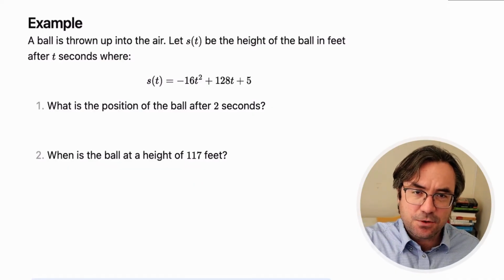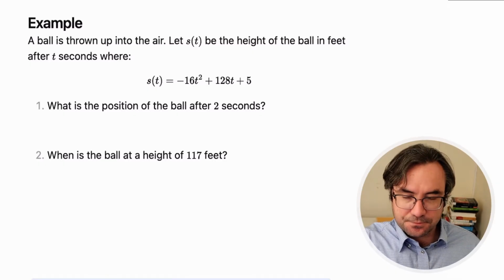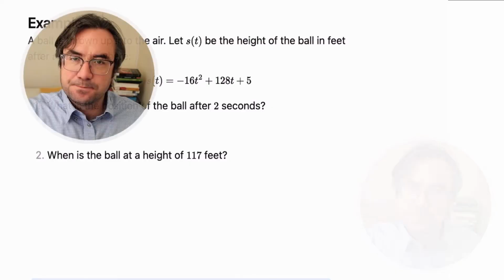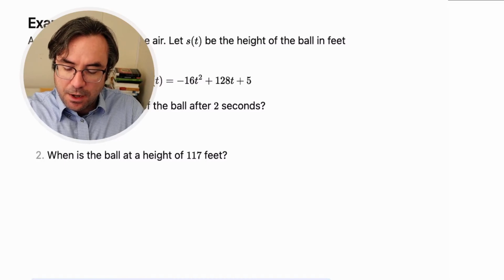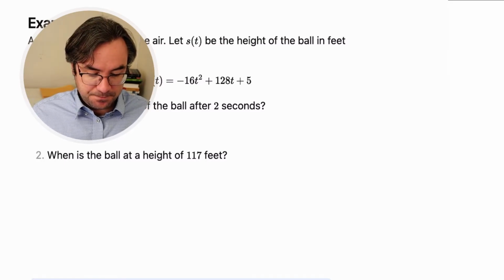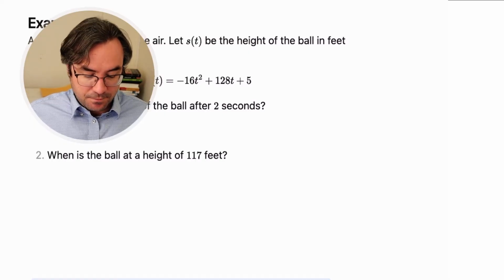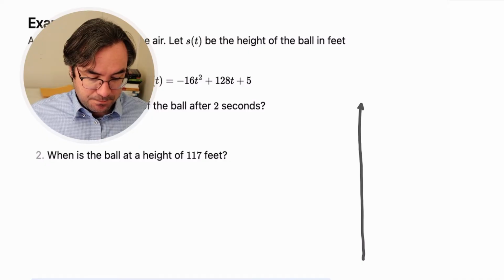So before we get to these questions, let's kind of draw a little diagram for what's going on. So we'll draw it over here. Now, we're throwing a ball up into the air. So this is going to be vertical motion. So let's draw our one-dimensional line.